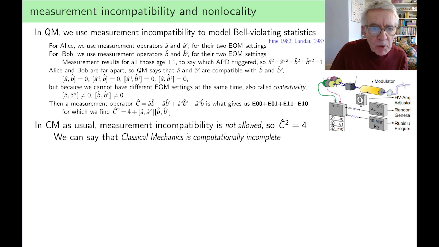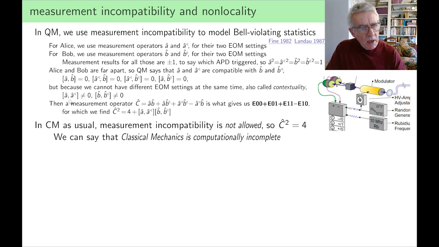And so because those values are both plus or minus 1, the square of each of those is equal to 1. Now, Alice and Bob are far apart, so quantum mechanics says that A and A rotated are compatible with B and B rotated, and so we write that as A and B are compatible with each other. This expression is equal to 0. But because we can't have different electro-optic modulator settings at the same time, either it's 0 or it's 1, then we say that A and A rotated are not compatible. This expression is non-zero, and the same for B and B rotated.